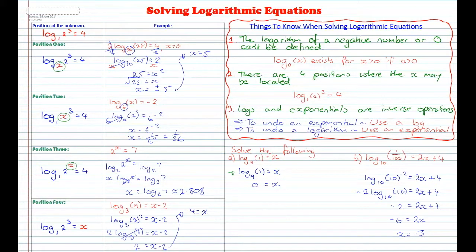Now for part B, we've got log base 10 of 1 over 100 is equal to 2x plus 4. So what we need to do is rewrite this 1 over 100 as 10 to the power of negative 2, because it's the same as saying 1 over 10 squared. So you get log base 10 of 10 to the negative 2, and of course we've got 3 layers now, so I can move this top layer out the front, getting us negative 2 log base 10 of 10 is equal to 2x plus 4. Now when you've got log base 10 of 10, that's actually going to cancel out because it's equal to 1, so you end up with negative 2 is equal to 2x plus 4. And now what we need to do is subtract 4 off both sides, minus 4, gets us negative 6 is equal to 2x, and when we divide both sides by 2, we're going to get x is equal to negative 3.